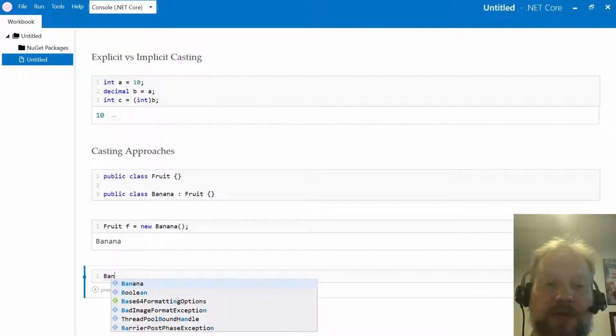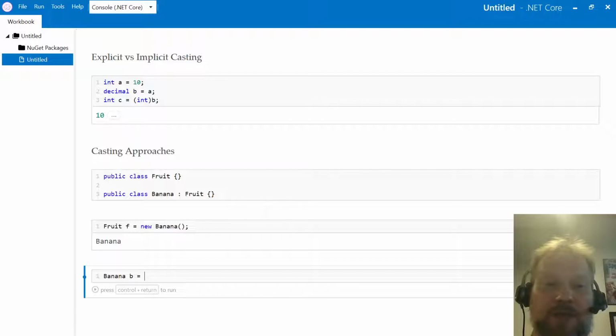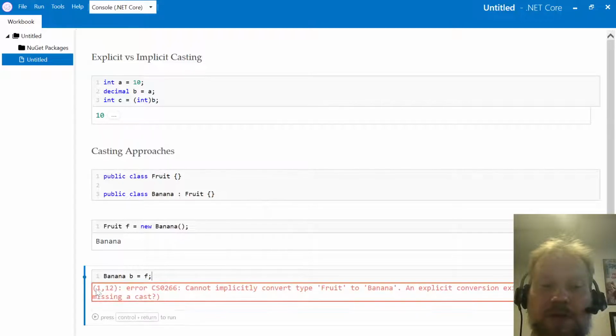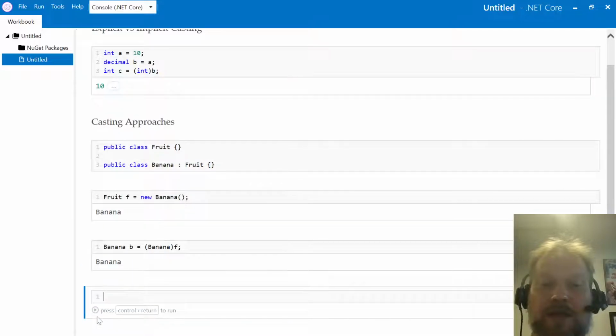So if I create a banana variable and call it b and set it equal to f, now we're back to an explicit cast. We don't know for sure that we can do this. The compiler says, I don't know that I can do that. There is an explicit conversion. So I could cast it this way by saying it is a banana. And if I run that, it's happy. Or I can do it with the as keyword.